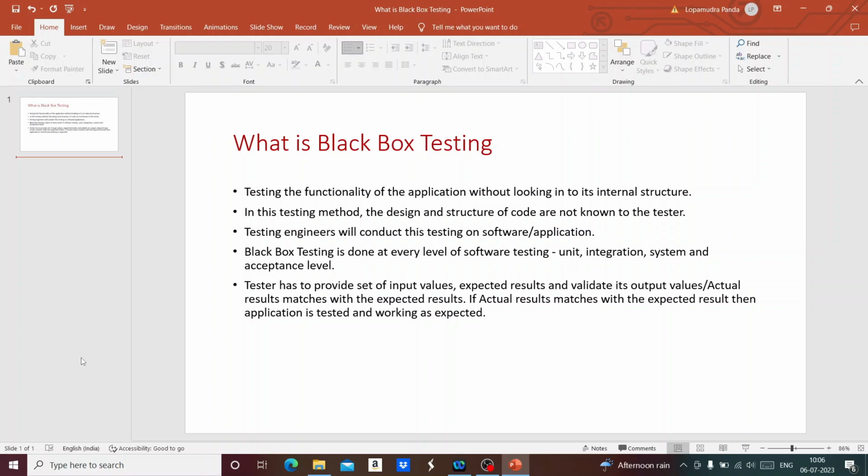Let's see an example here. You are going to an ATM machine. You have inserted your card and you have given the ATM pin. After giving these two as input values, as an output, you will be getting your money. So here you are giving input values and you are getting the actual result as your money. You are comparing your actual result with your expected result: after giving the input values you expect to get money, right? So here your actual result is you are getting your expected money. So that is how we'll be performing black box testing, and that is all about black box testing.